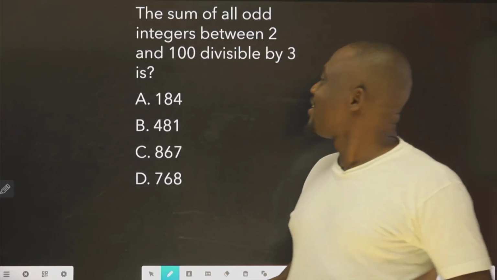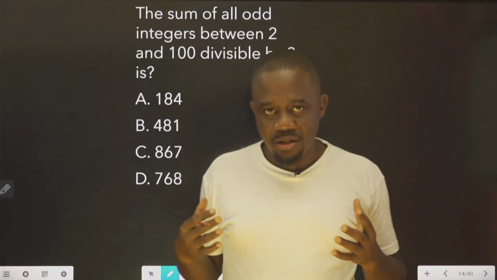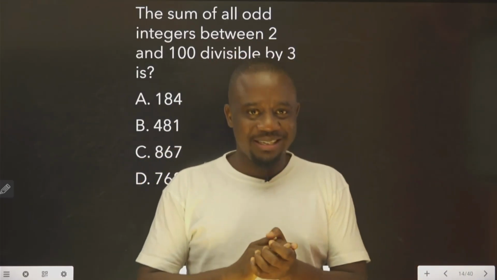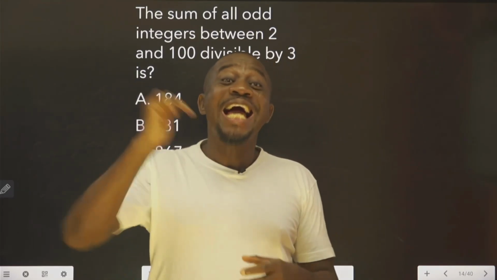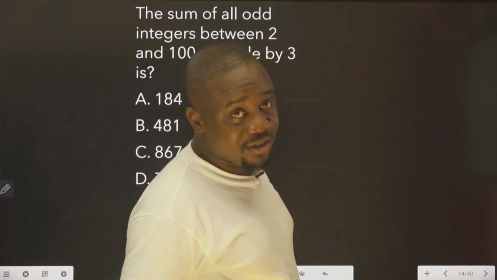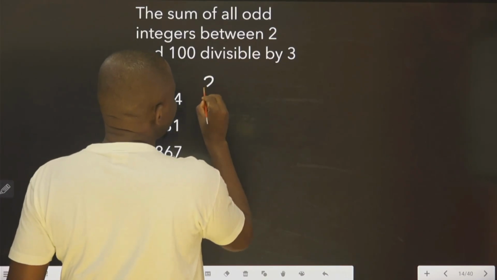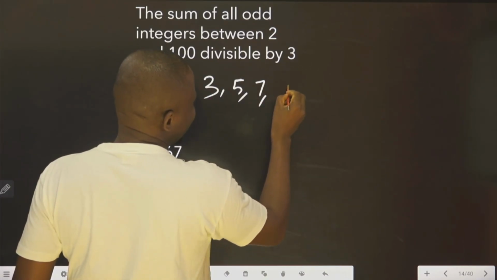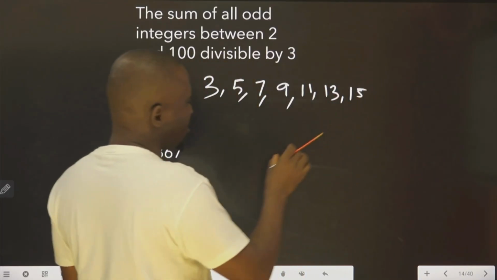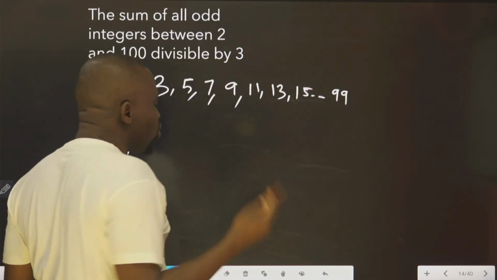To solve this, we know that there are these numbers between 2 and 100. These numbers are odd numbers, and at the same time, they are divisible by 3. Don't forget that. You must be an odd number first, then we check if you are divisible by 3. The first ones are 3, 5, 7, 9, 11, 13, 15. All these are odd numbers. You continue until you get to 99, because these are all odd numbers.